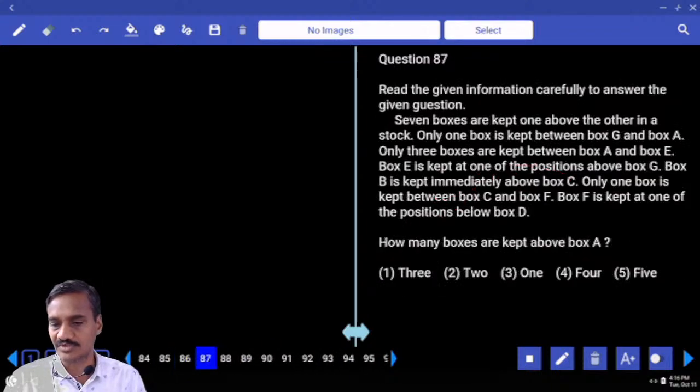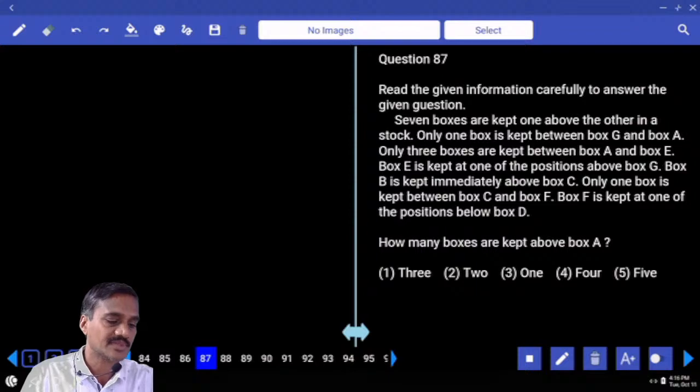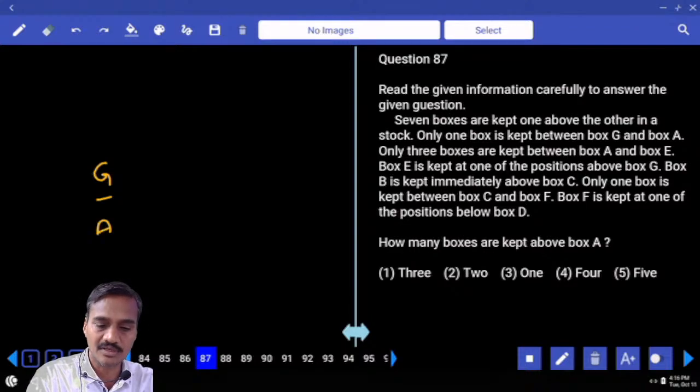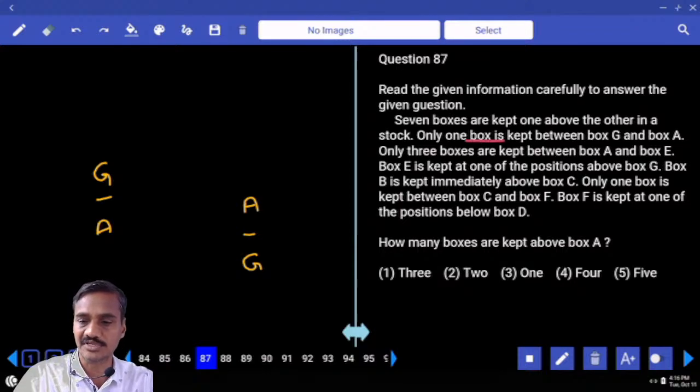Then 87 onwards, there are 7 boxes that are kept one above the other in a stack. Only one box is between G and A. Ma G ki A ki madhya rendu unnai cheppandi. If G is here, A is here, that is one possibility. Or G is here, A is here, A and G. There is exactly one box between G and A, 3 boxes between A and E.